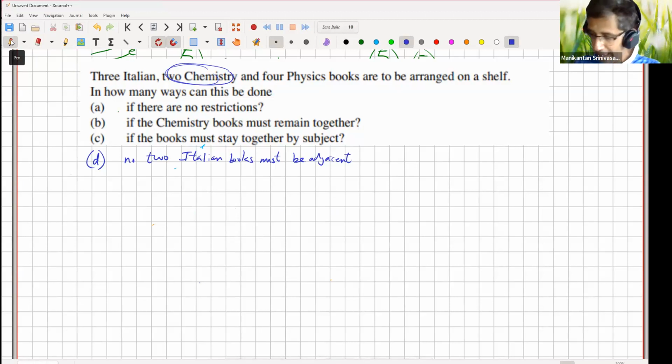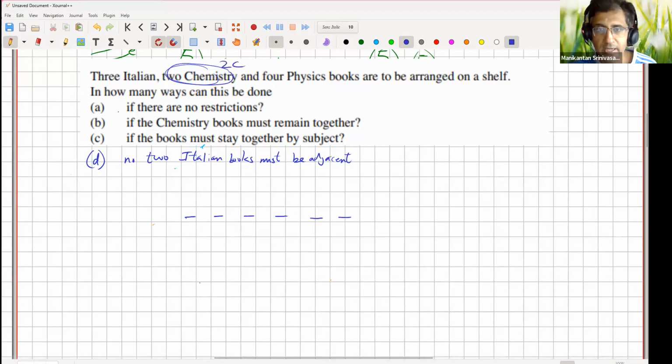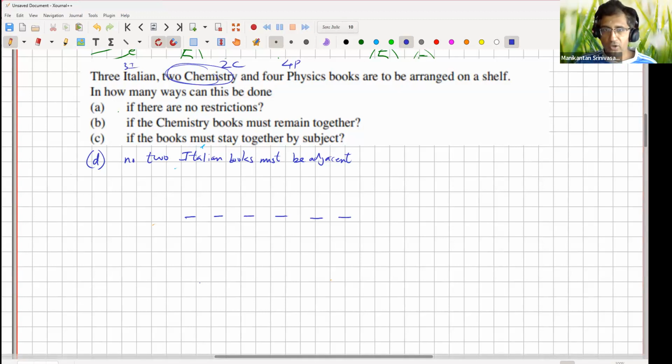Correct. So let's fill. How many Italian books are there? There are 3 Italian books, right? Okay. All right. So let's fill all the others. 1, 2, 3, 4, 5, 6. These are the 6 slots. There are 2 chemistry and 4 physics, right? We'll arrange the 2 chemistries and the 4 physics in 6 factorial ways, because they're all different books. Doesn't matter what subject and all. There are 6 different books. We arrange them in 6 factorial ways.